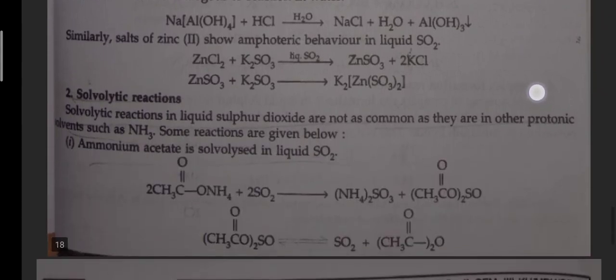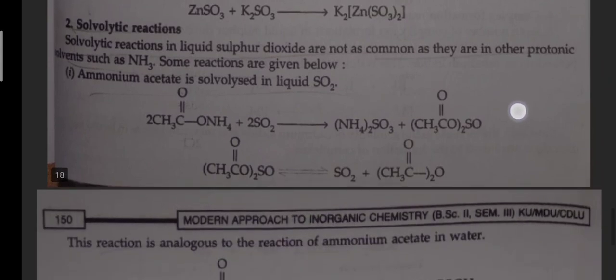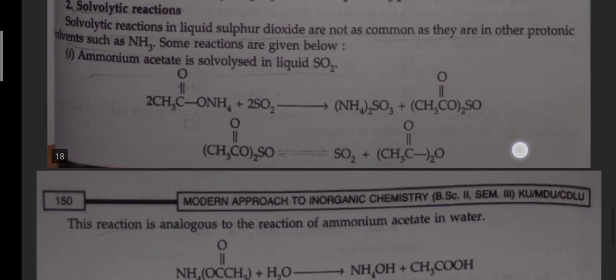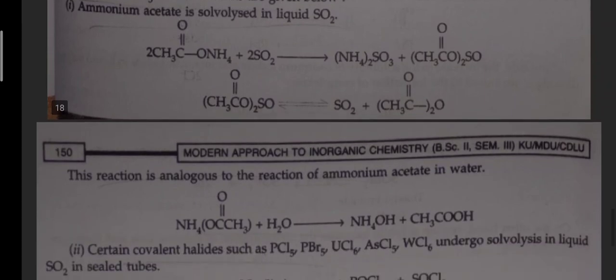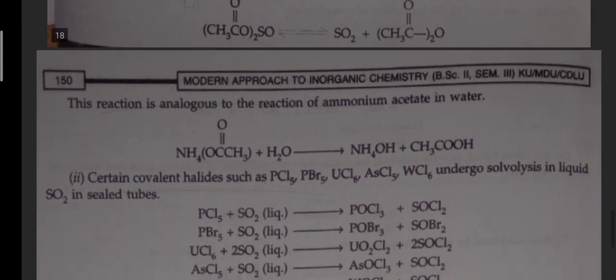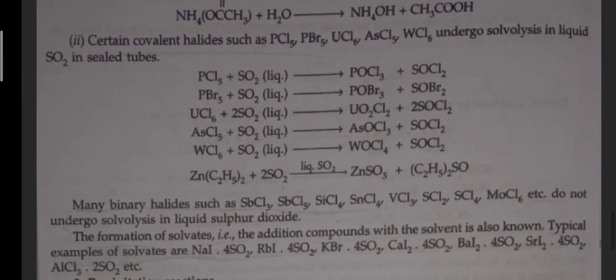Next is solvolytic reactions. Solvolytic reactions in liquid sulfur dioxide are not as common as they are in other protonic solvents such as ammonia. Some reactions are given below. First, ammonium acetate is solvolyzed in liquid SO2. This reaction is analogous to the reaction of ammonium acetate in water. Second, certain covalent halides such as PCl5, PBr5, UCl6, AsCl5, WCl6 undergo solvolysis in liquid SO2 in sealed tubes. These are the reactions given.